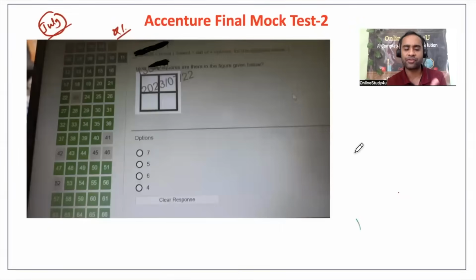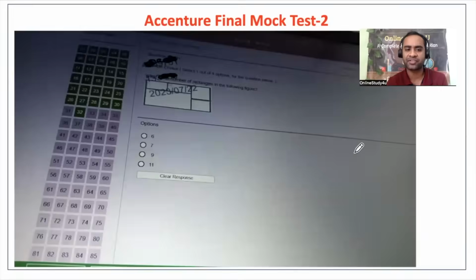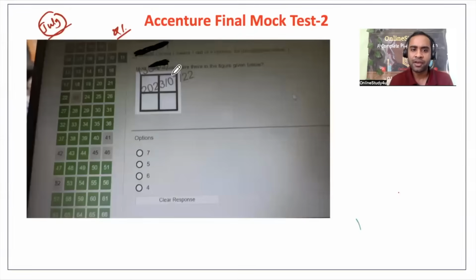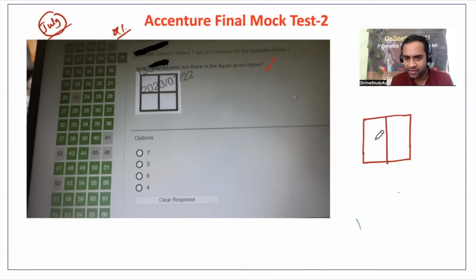Today we are going to solve a tricky question which has been asked in the Accenture examination. How many squares are there in the given figure? So we have a figure here. I will tell you the tricks also for all this, so don't worry. Here we have a shape, and we have to find out how many squares are there.